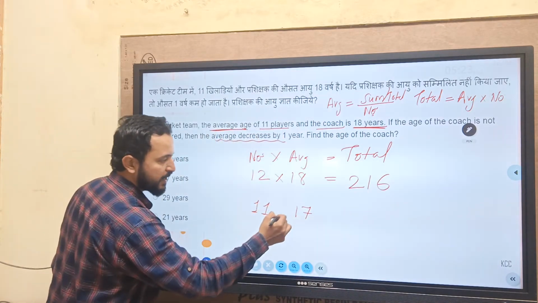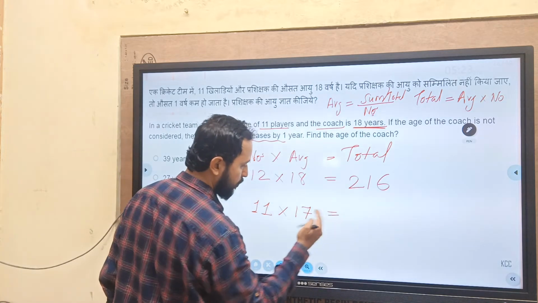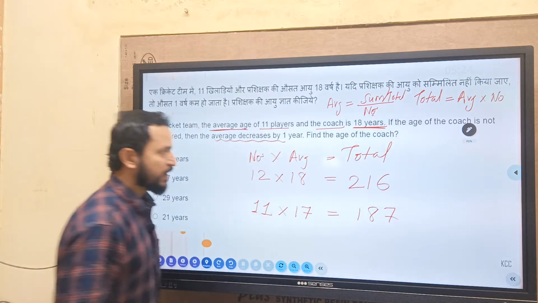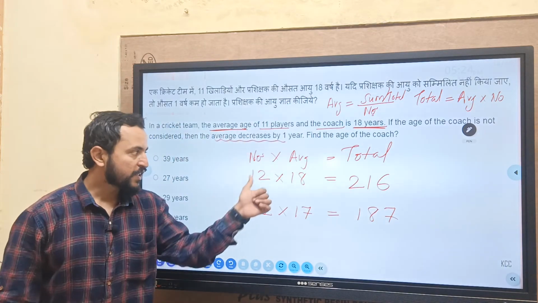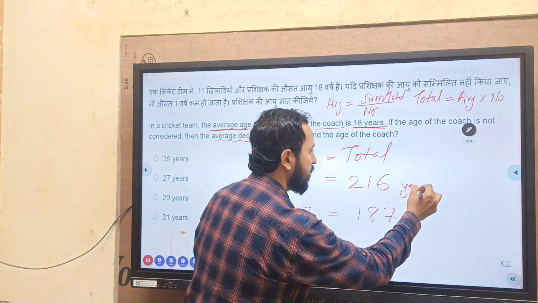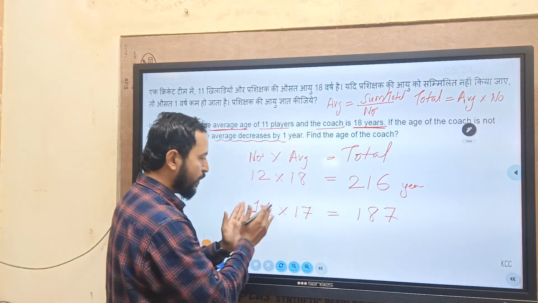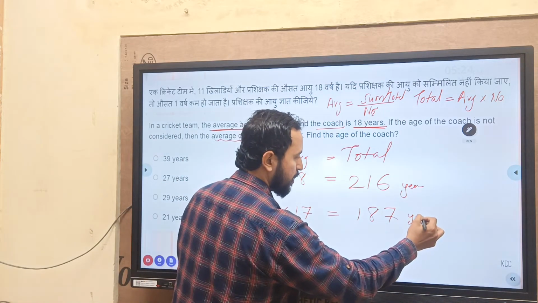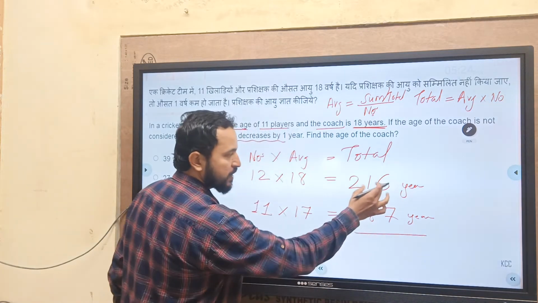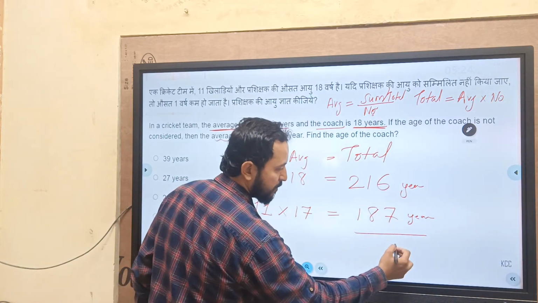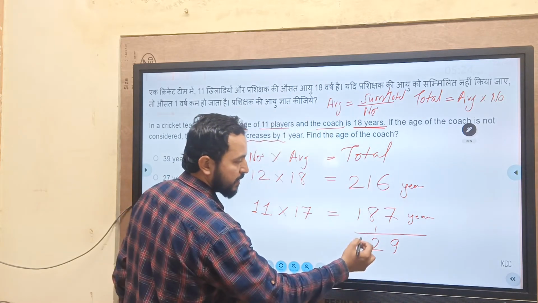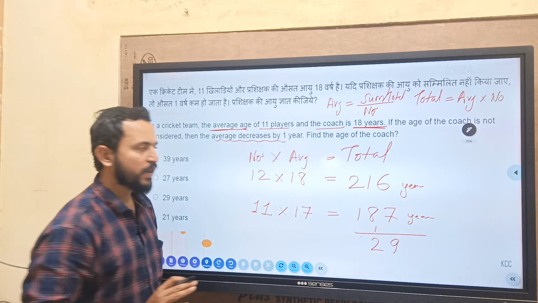Next, 17 into 11. 17 into 11, how much? 7, 1 is 1, 1 plus 7, 8 and 7. So when 12 persons were there, total age was 216 years. Total age of all the 12. When 11 are there, total is 187 years. Do the subtraction of this. 16 minus 7, that is nothing but 9. 11 minus 9, that is nothing but 2. And 2 minus 2, 0.